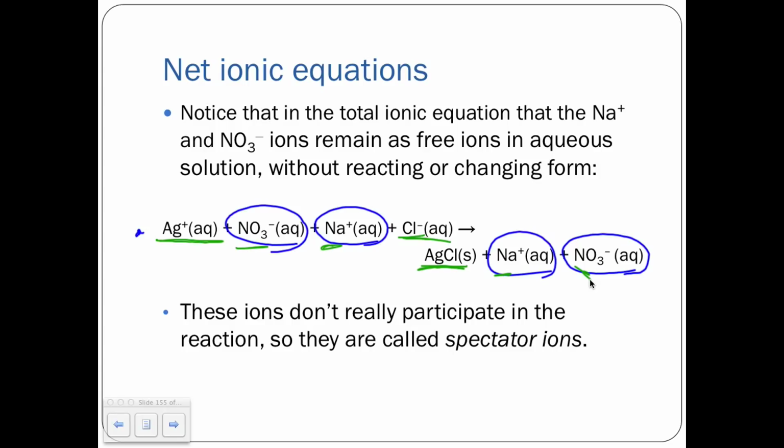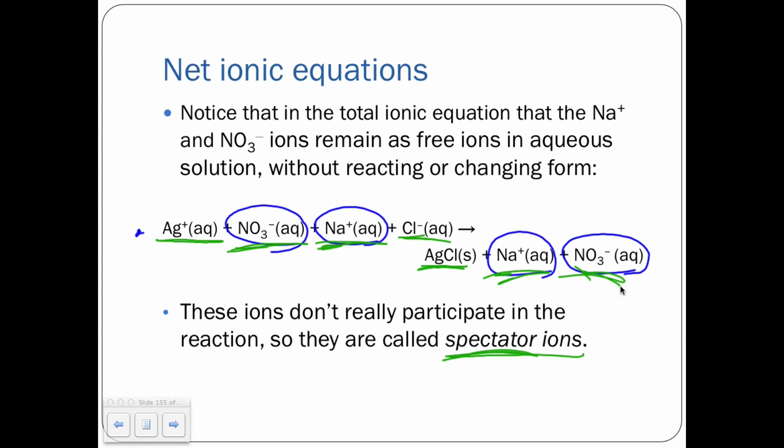You know, they started off floating around in water. They ended up floating around in water. They didn't do anything. And so because they didn't participate in the reaction, they're called spectator ions. Because what do you call someone who's at a game but doesn't participate in that game? They're a spectator. And so in the same way, these ions are present in this reaction, but they don't participate in the reaction, and so they're spectator ions.